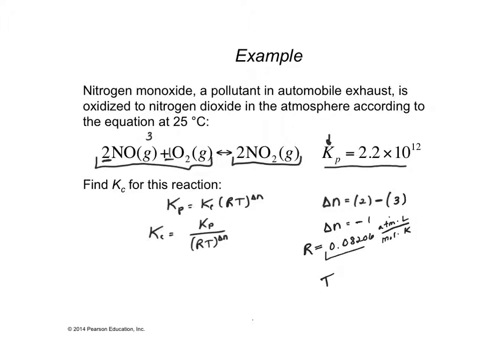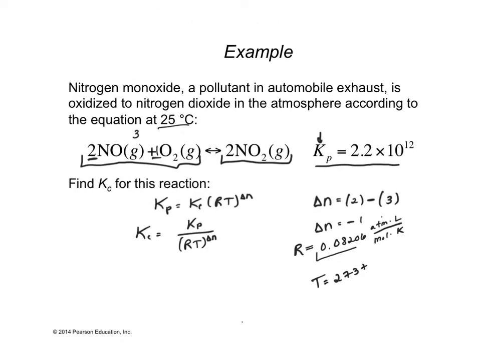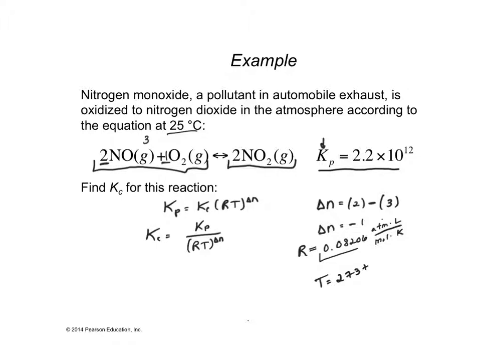Also, again, the temperature has to be in Kelvin, so it's at 25 degrees Celsius. So 273 plus 25 gives me 298 Kelvin, okay?